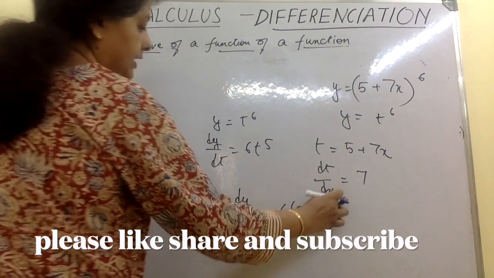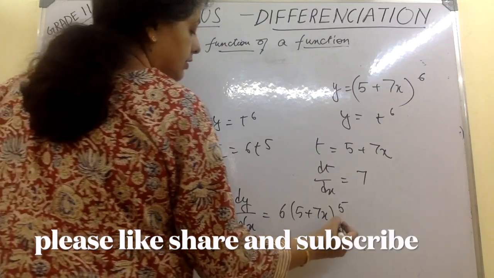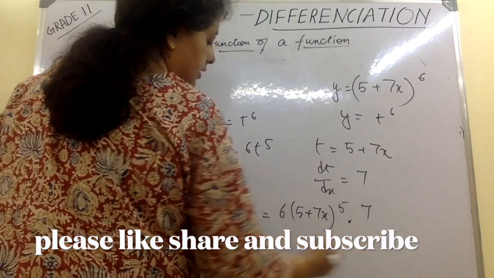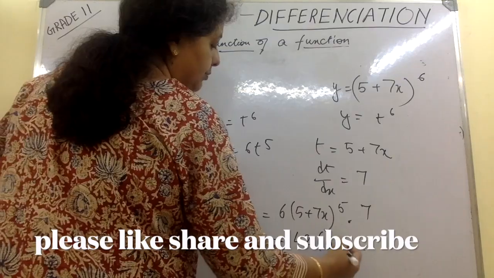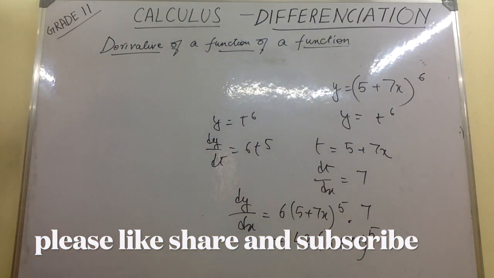6 t to the power 5, and t substituted, into 7, which is 42 into 5 plus 7x to the power 5. Okay, so that is the answer.